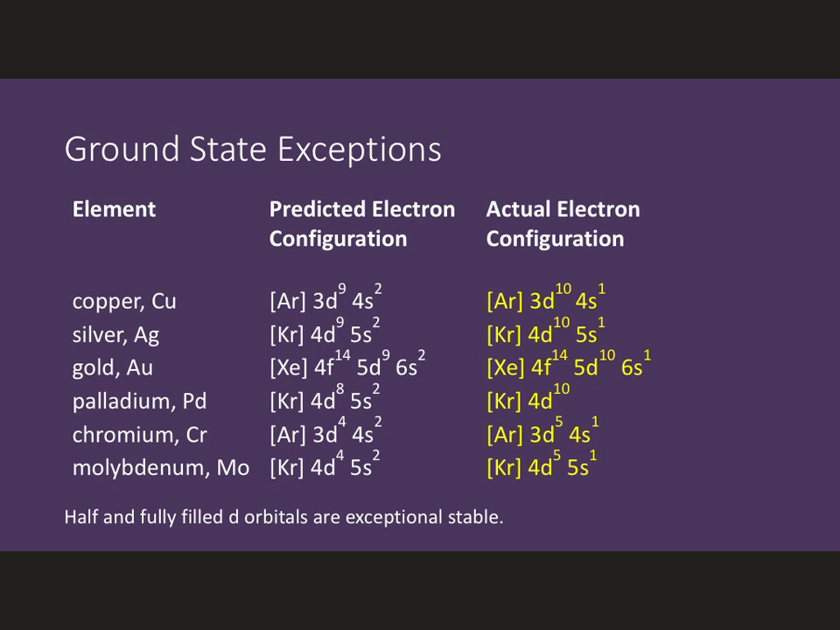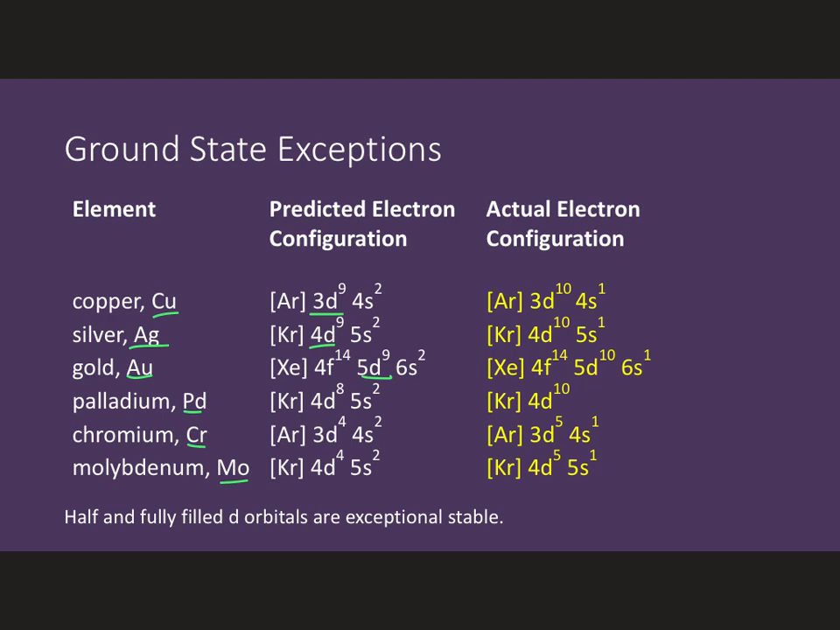Now, just like anything else, we're going to find some exceptions to the rules, and here are the exceptions that you need to really know. There are a total of 6 exceptions, and you'll notice they are all from the d block. They are all transition metals of some sort, but they follow a pattern. So if we look at copper, silver, and gold, we would expect them to be in the 3d9 series.